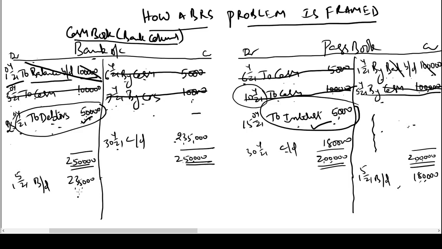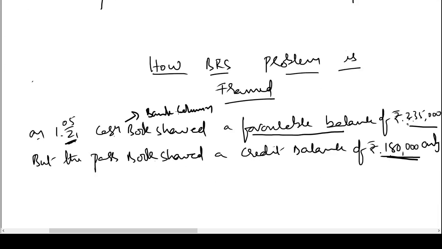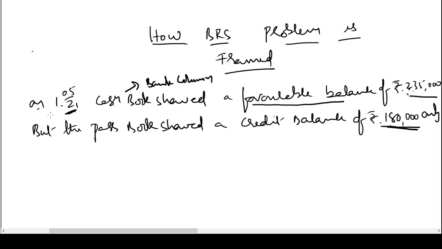So you can see on 1st May there is a balance of 2,35,000 in the cash book, and the passbook was showing a credit balance of 1,80,000. So there is a difference. These differences are arising only because of these two transactions, this 50,000 and this 5,000. So now, how are these differences shown in the question? We'll now frame the question.